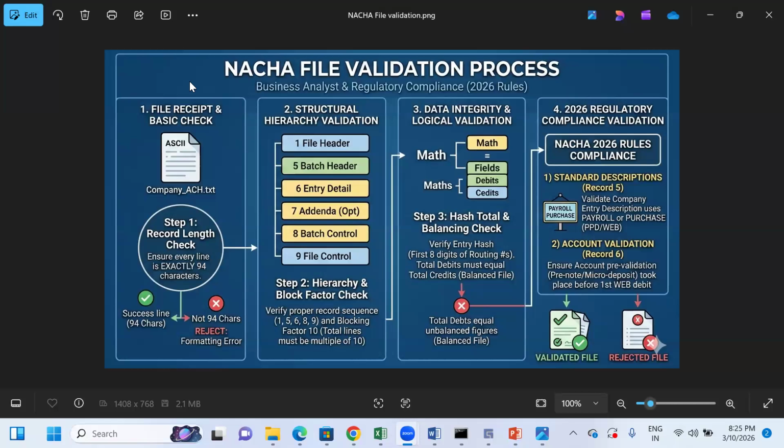This is how NACHA file validation generally happens, including the validation rules on that. Understood now? Clear, Sweta? Any questions?